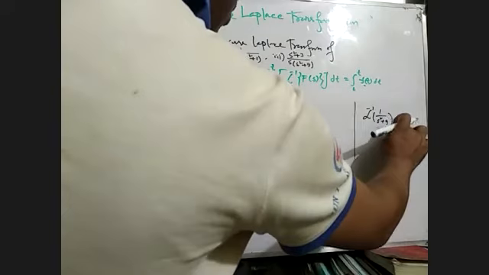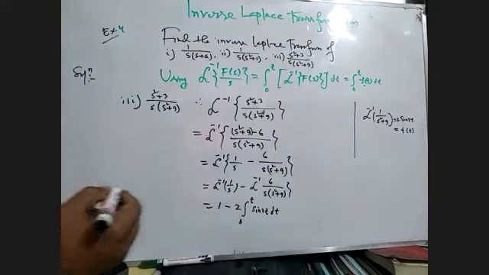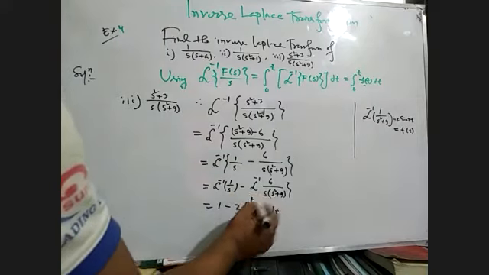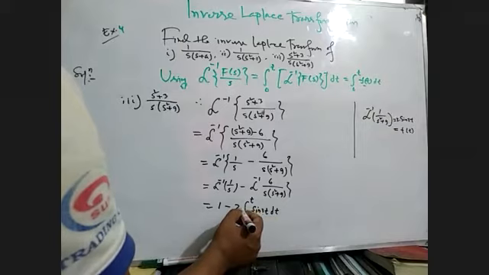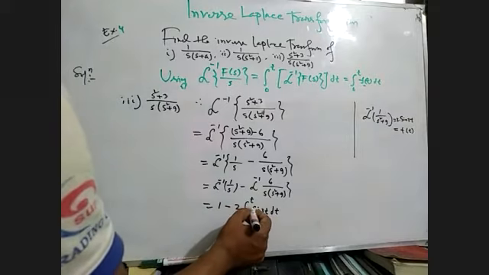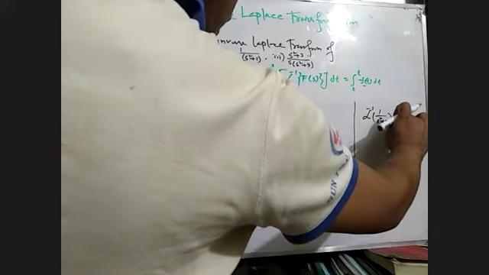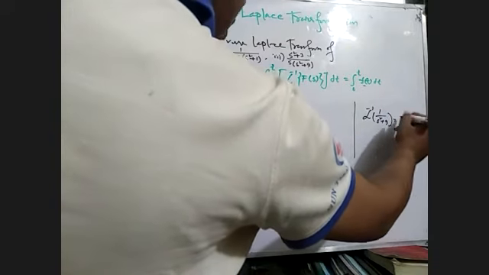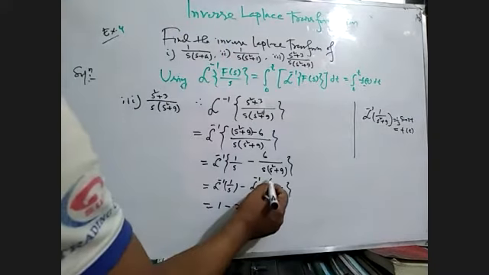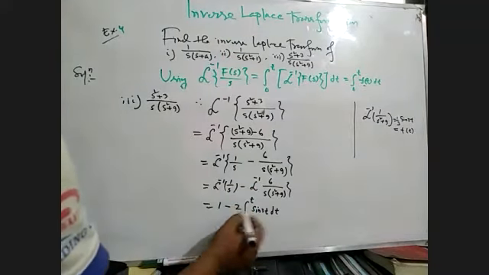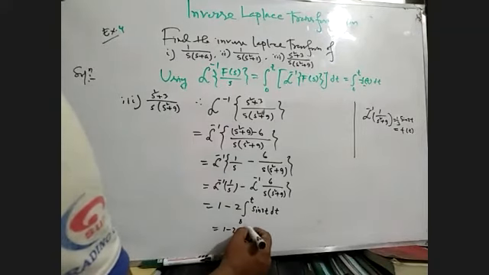Sorry, it will be 3 into sine thrice t. So just putting 3 into sine thrice t means the 6 becomes 2. Sorry, this will be 1 by 3. So 1 by 3 multiplied by 6 gives only 2.